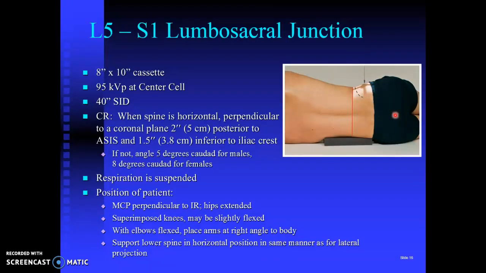If you're not able to have a horizontal plane to your spine, to your image receptor, you will use an angle of 5-degree caudal for males and 9-degree caudal for females. However, by placing that sponge underneath the waist, we should be able to elevate the spine to be parallel to your image receptor. Respiration is suspended. Position your patient to ensure that the mid-coronal plane is perpendicular to your image receptor. Hips are flexed, knees are bent and slightly flexed as well to ensure that the hip joints are perpendicular to your image receptor or to the table.